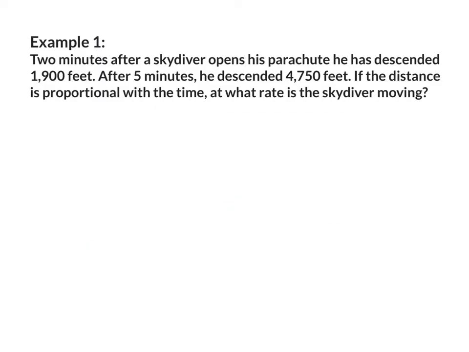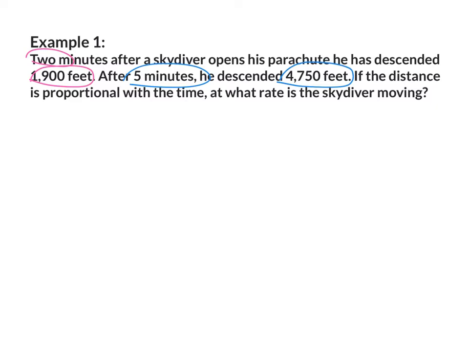Example number 1. 2 minutes after a skydiver opens his parachute, he has descended 1,900 feet. After 5 minutes, he has descended 4,750 feet. If the distance is proportional to the time, at what rate is the skydiver moving? So we know that after 2 minutes, he has descended 1,900 feet. After 5 minutes, he has descended 4,750 feet.